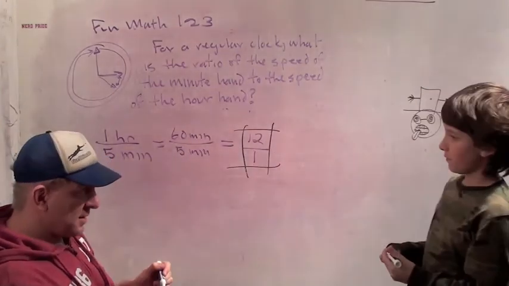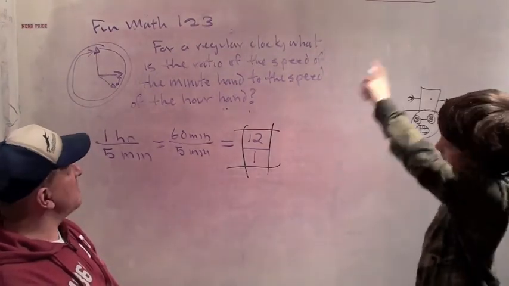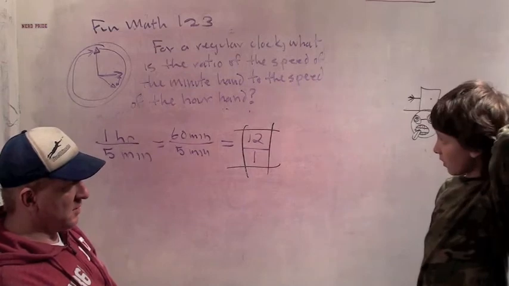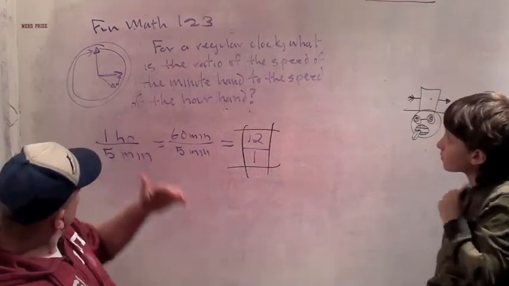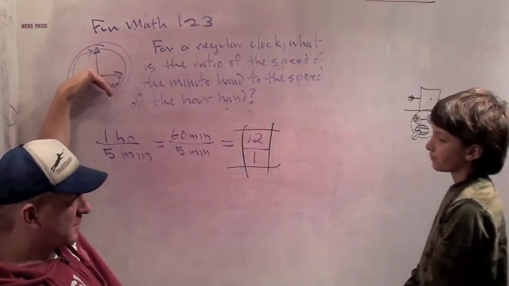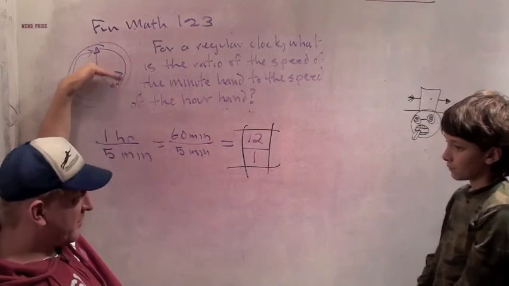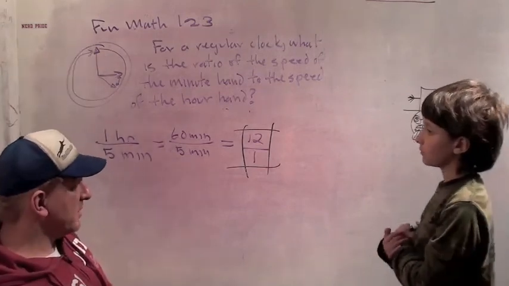Does that make sense? Yeah. Okay, which one's moving faster, the minute hand or the hour hand? How much faster is it moving? It's moving 12 times faster. So when the hour hand covers a distance that's 30 degrees, as you pointed out, or 5 minutes, the minute hand goes all the way around once. So it goes 12 times as fast.